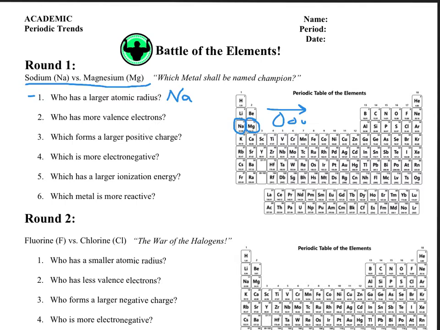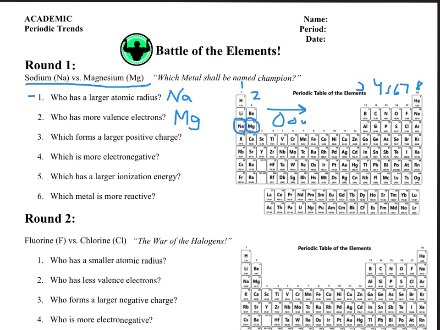How about more valence electrons? Well, if you remember the valence electron trend, it's 1, 2, 3, 4, 5, 6, 7, and 8. So because magnesium's in column group 2, magnesium is going to have more valence electrons because sodium only has 1.